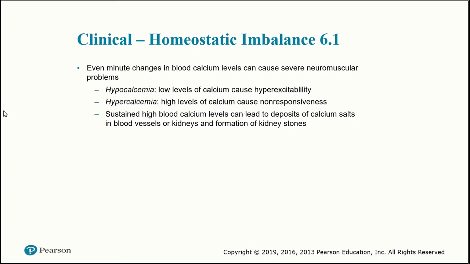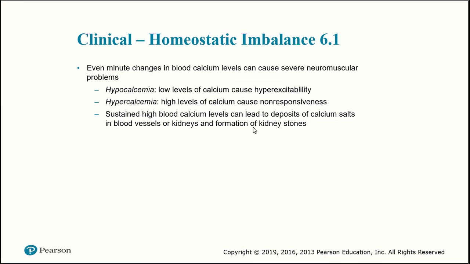So we see that even very small shifts in blood calcium levels can cause really severe nervous system and muscular problems. Hypocalcemia, in which we have really low levels of blood calcium, essentially causes hyperexcitability of both the nervous system and the muscular system. Whereas hypercalcemia, where we have really high levels of calcium in the blood, essentially depresses the neuromuscular system, and it makes the nervous system and the muscular system non-responsive. So our body has to take care to make sure that our blood calcium is in balance.